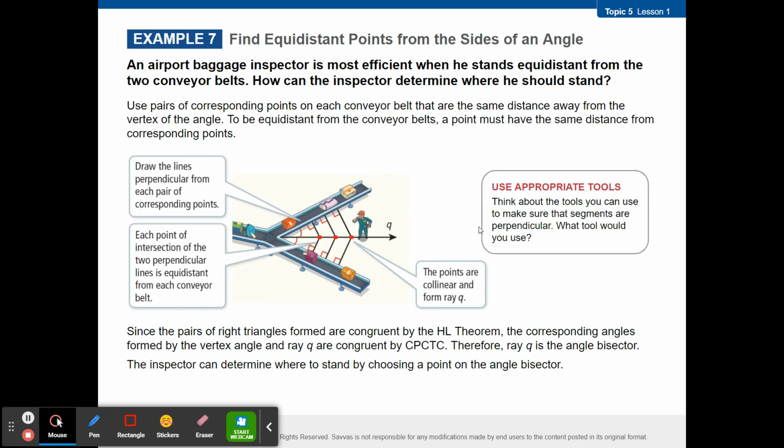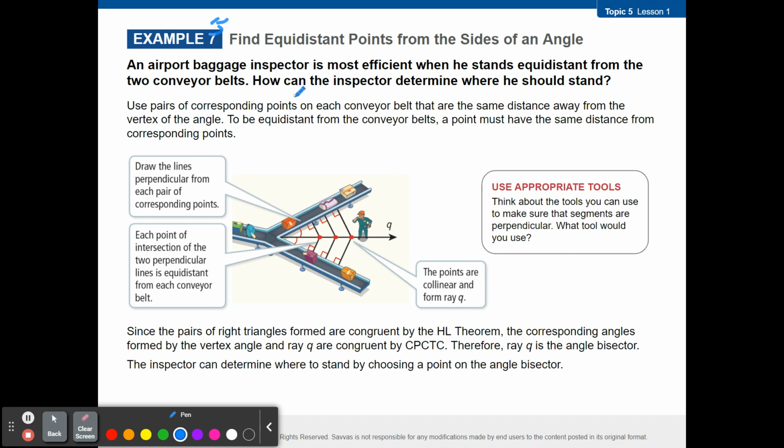Okay. All right, so let's take a look at example 7. In this case, it's example 5 in your books. Find the equidistant points from the sides of an angle. An airport baggage inspector is most efficient when he stands equidistant from the two conveyor belts. How can the inspector determine where he should stand?